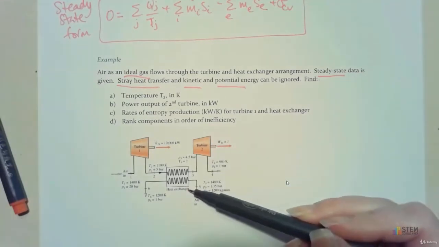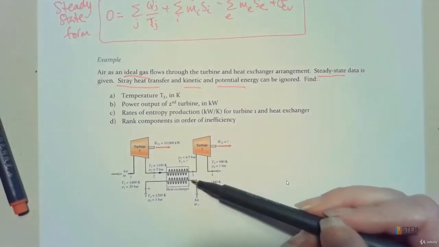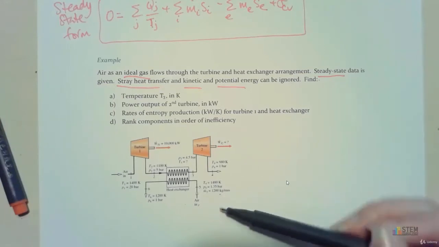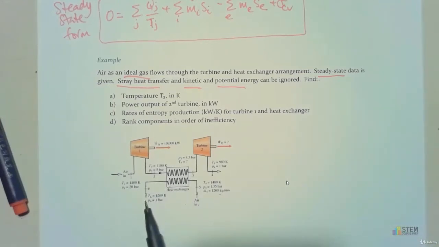Now on the opposite side of this heat exchanger, we're going to send air in at a temperature of 1480 kelvins. Pressure is 1.35 bar. Mass flow rate is given. Comes in here, comes out the other side. The temperature has been reduced to 1200. Pressure is now 1 bar. Now notice this pressure is reduced, so pay attention to that. We'll see how that affects the air that goes out and into turbine 2.